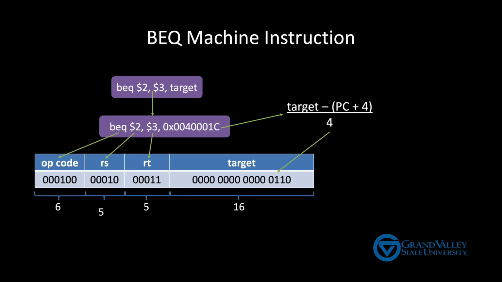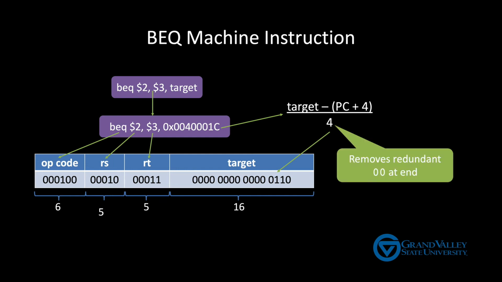As with jumps, we divide by 4 because all instruction addresses are multiples of 4, and there's no need to encode the last two zeros. Also, MIPS calculates the target address based on the new value of the program counter, that is PC plus 4, instead of the current value, because it simplifies the process of building a pipeline CPU later in the semester.